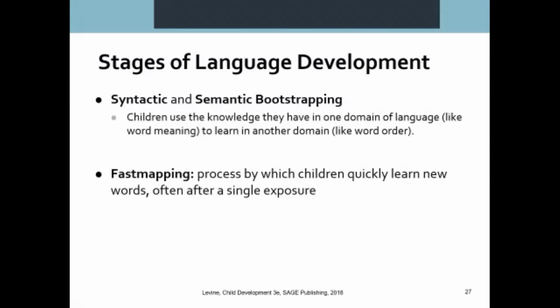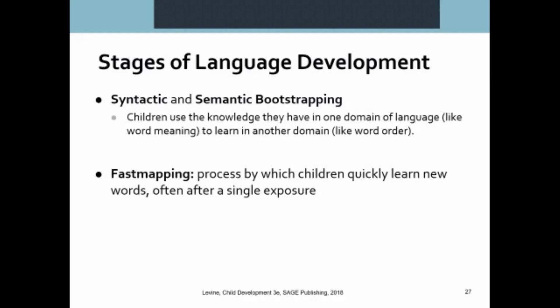Here we go. Using all these various constraints, like the whole object bias and mutual exclusivity and syntactic and semantic bootstrapping, children will enter a period of fast mapping. In particular, you see this during the vocabulary spurt. It's a process by which children quickly learn new words, often after a single exposure.